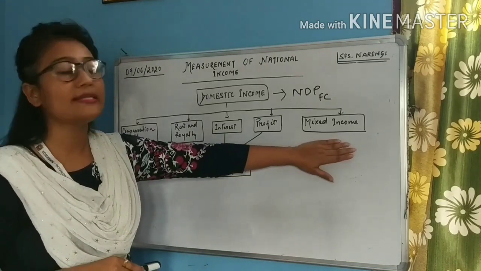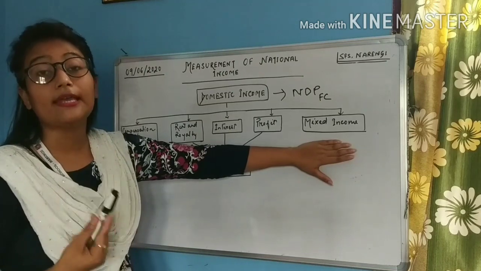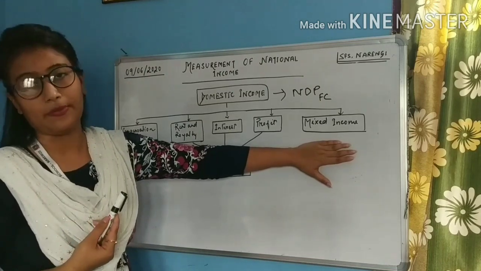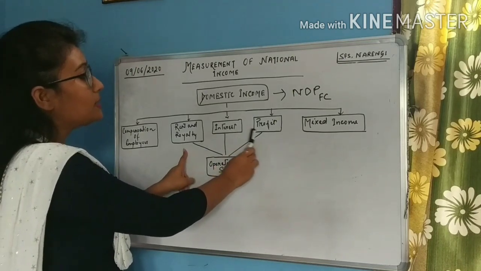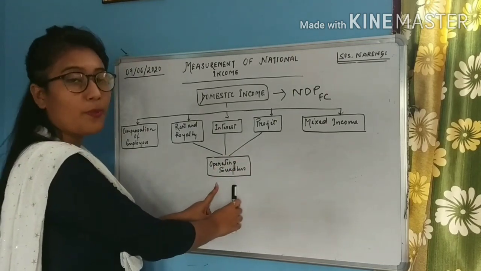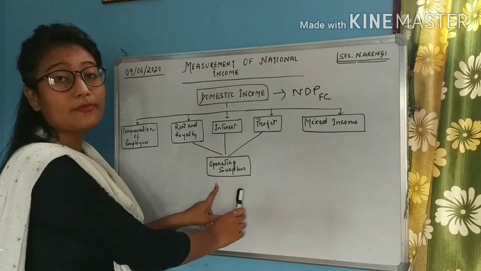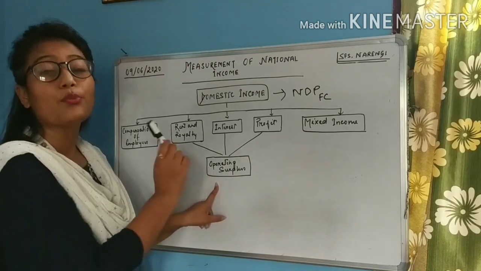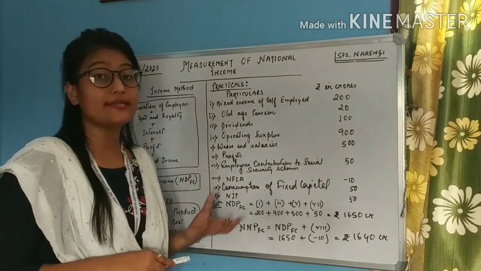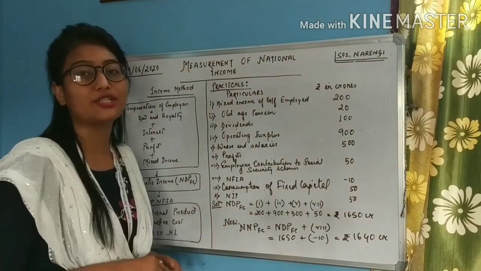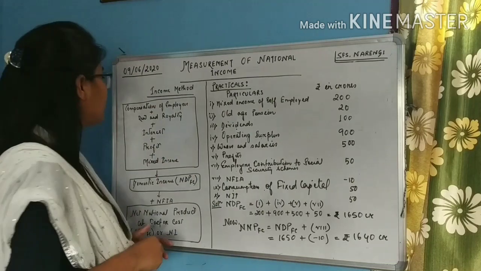And the last one is the mixed income, the miscellaneous income, the income of the self-employed people. Okay. And students, these 3 components, rent and royalty, interest and profit, are parts of operating surplus. Operating surplus means the income accrued to property and entrepreneurship. Okay. So students, let us now understand the various steps to calculate national income using the income method.